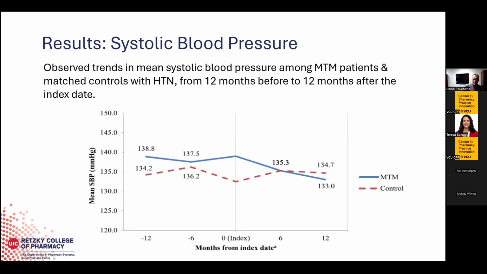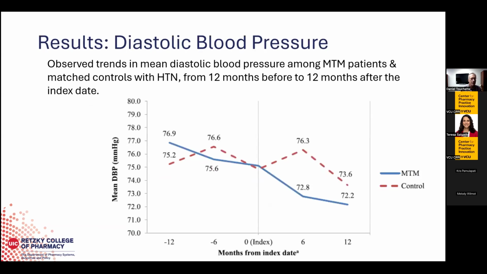Systolic blood pressure, although a little bit less pronounced, we saw similar results from the pre-period to the post-period. In diastolic blood pressure, again, we see the same thing.